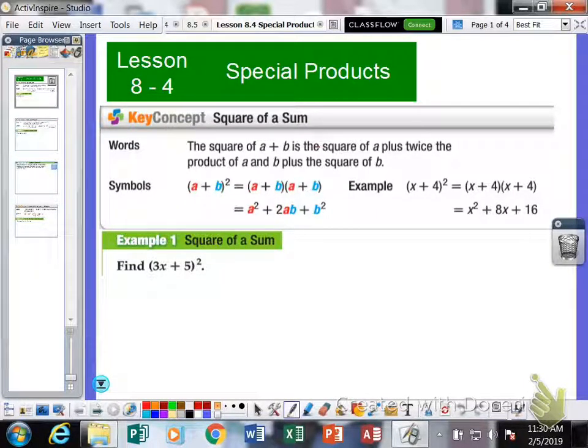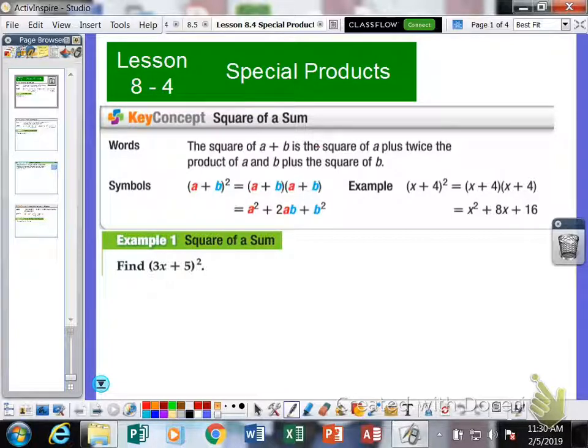Alright, today we're going to look at lesson 8.4, which is special products. One of our key concepts here is the square of a sum. The square of a plus b is the square of a plus twice the product of a and b plus the square of b. That definitely sounds a little confusing.